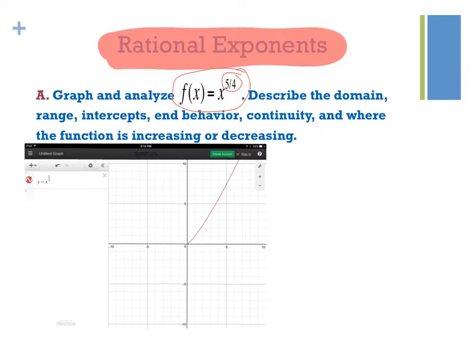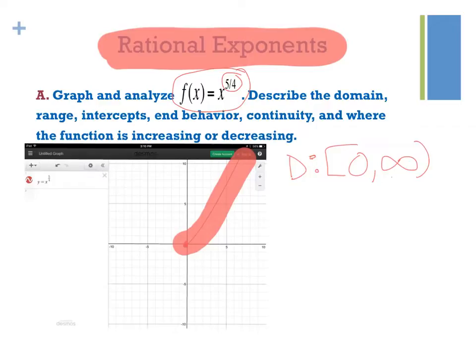Now the domain, if you can see, the graph starts at the origin, right here at 0, 0. And since the function increases to the right, as the graph only moves to the right, you can see that this graph has a domain that's contained in the first quadrant. So our domain is going to be 0 to infinity.